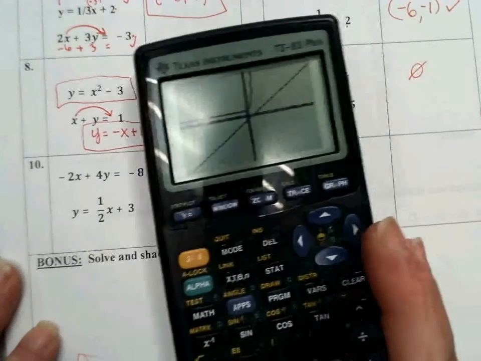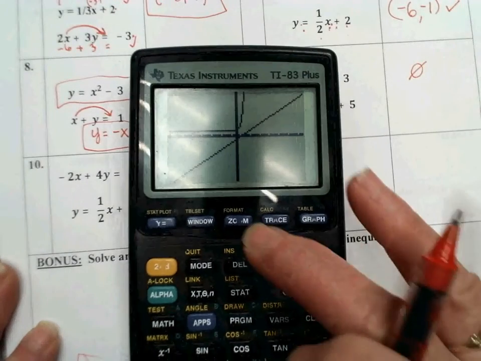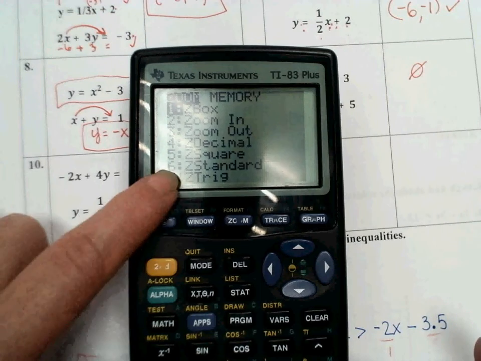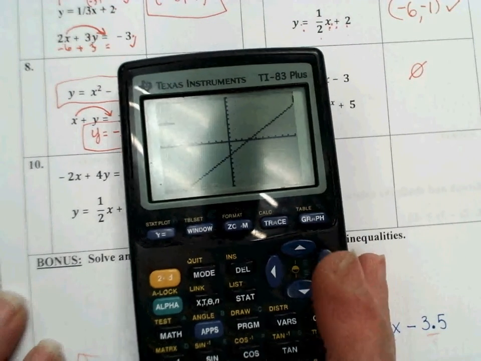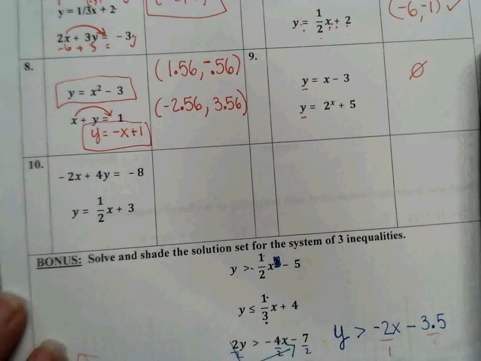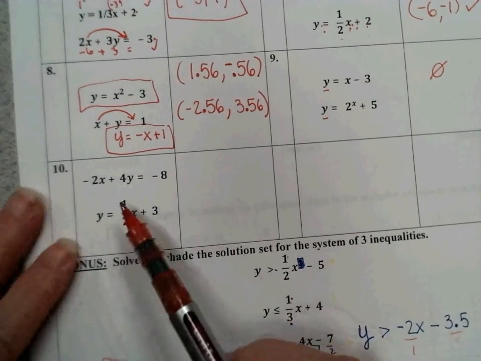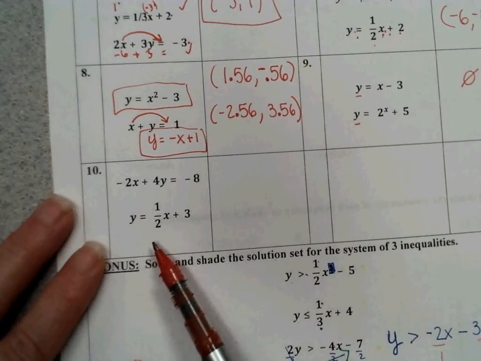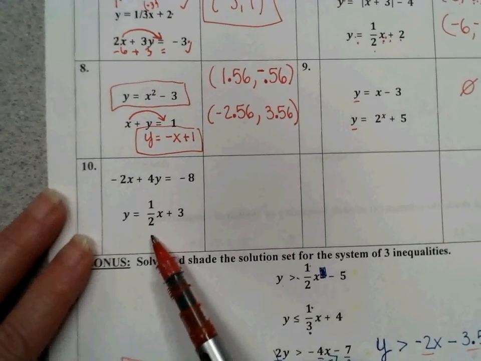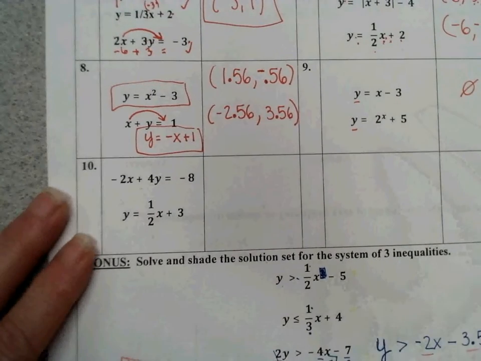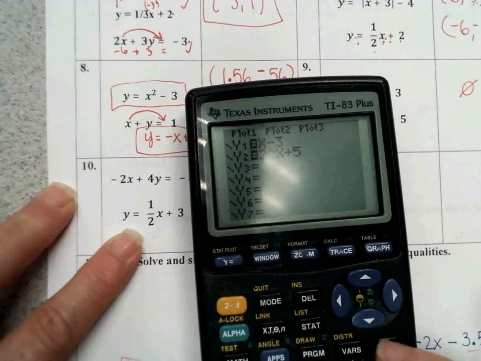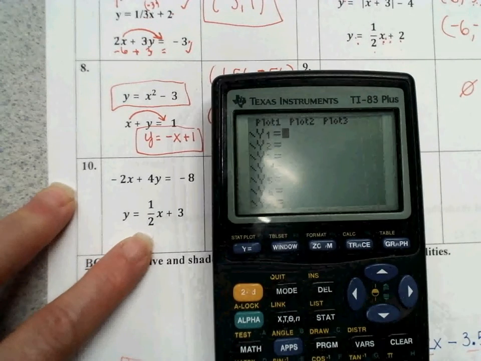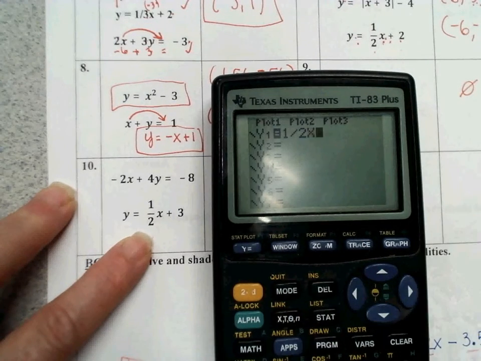I did zoom this calculator out. Zoom 6 is a standard window. So I'm putting it back to a standard window now. And we're going to do our last problem. So on this last problem, this one is solved for y. This one is not. So this one I'll go ahead and enter into the calculator. Clear out the ones that I have in there. I have my 1/2 x plus 3.